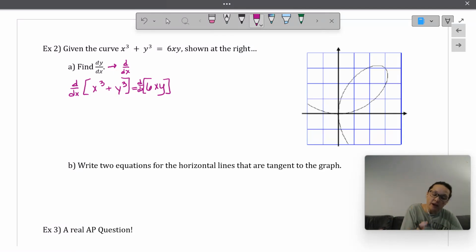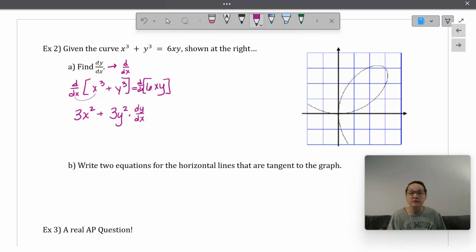So the left-hand side, d dx of x cubed plus y cubed. Well, the derivative of x cubed, that's just an x, 3x squared. The derivative of y cubed, 3y squared. But I took the derivative of a y, so I have to leave behind dy dx.